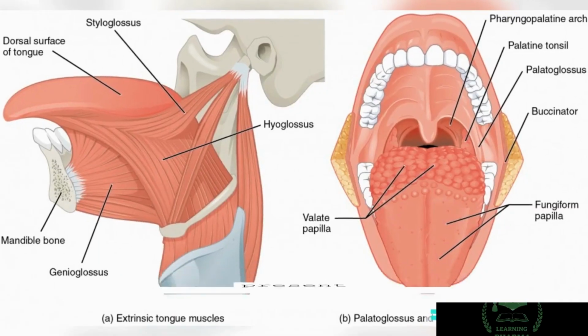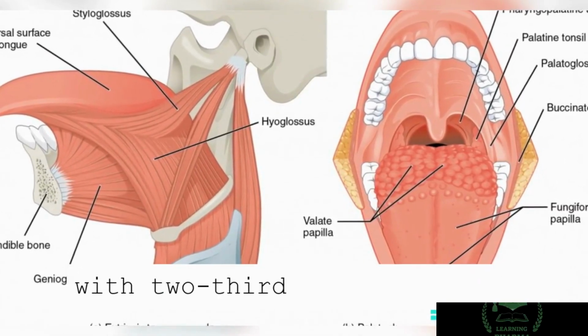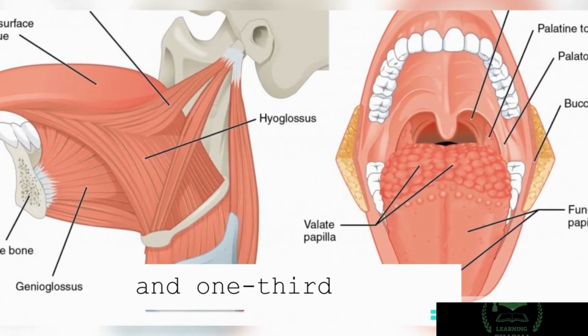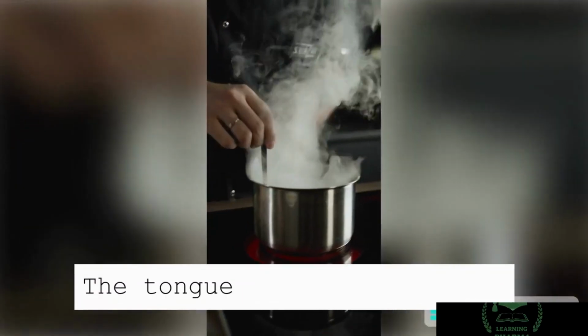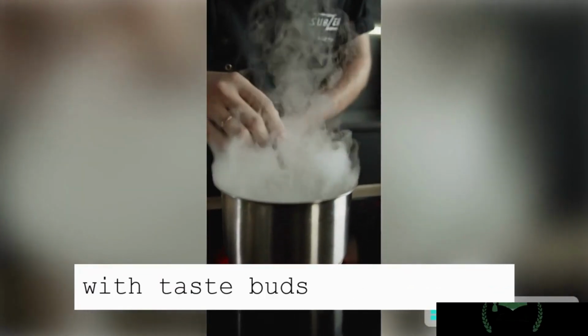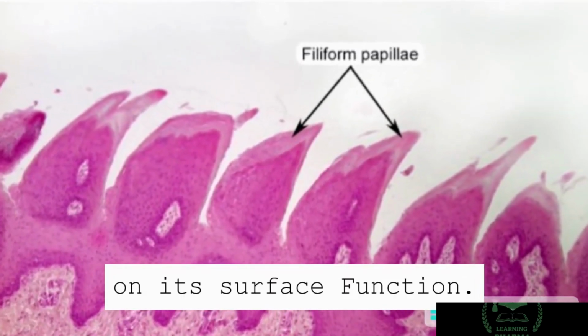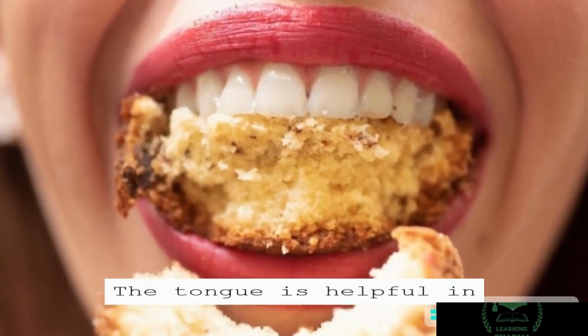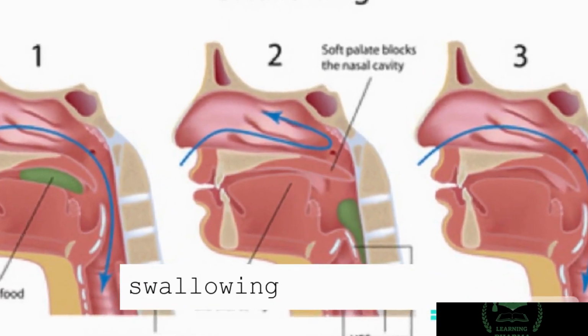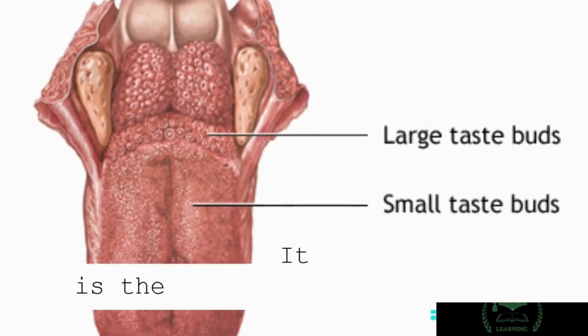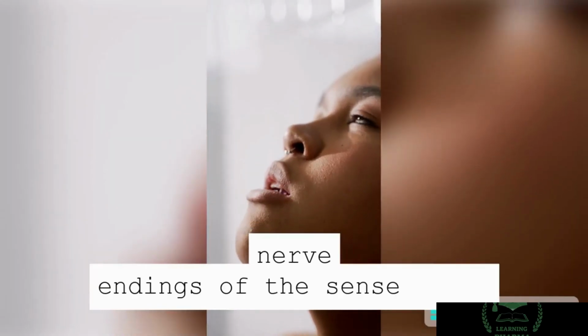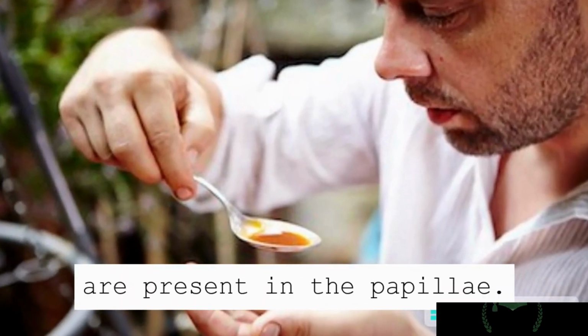Tongue. It is a muscular structure present at the base of the mouth with 2/3 lying in front and 1/3 behind. The tongue is a mobile organ with taste buds and papillae, special sensory organs, present on its surface. The tongue is helpful in mastication, chewing, swallowing and speech. It is the organ of taste and the nerve endings of the sense of taste are present in the papillae.